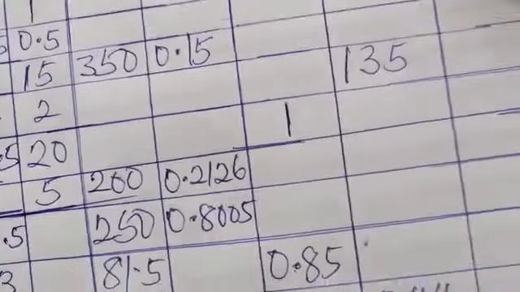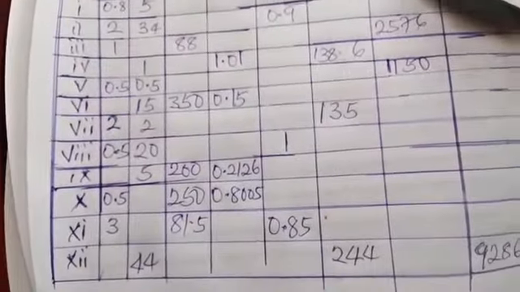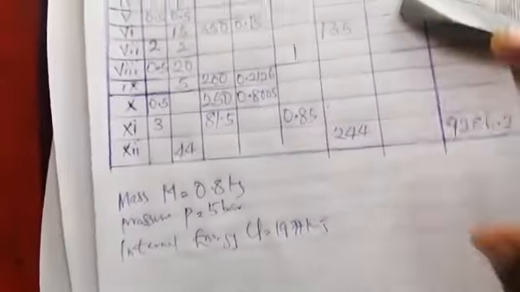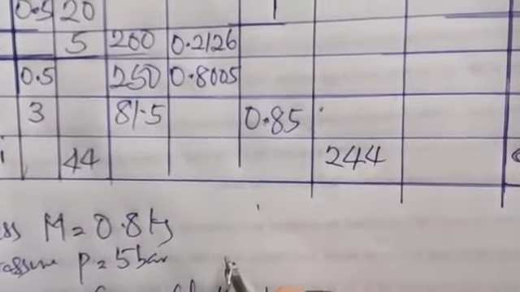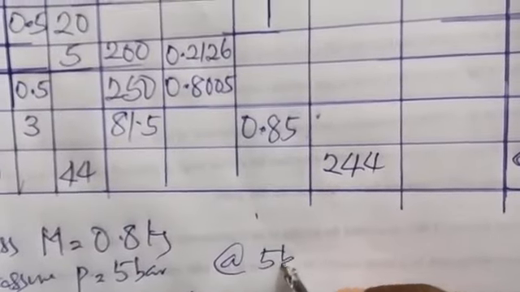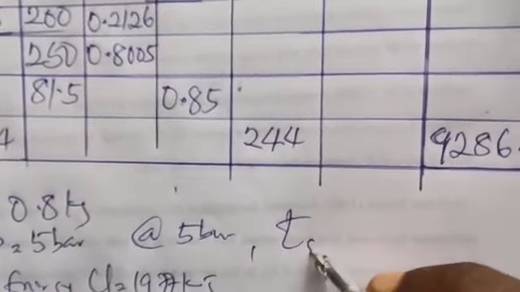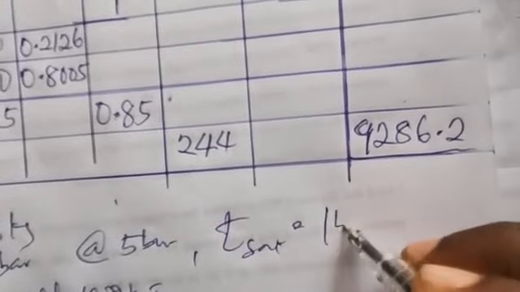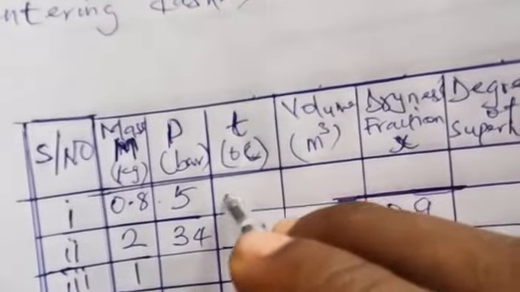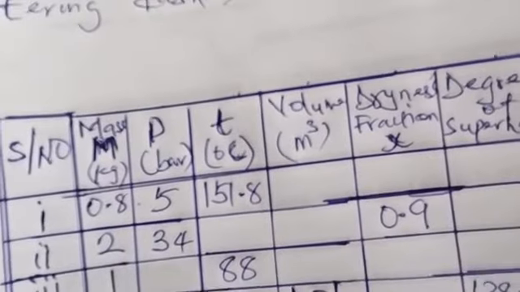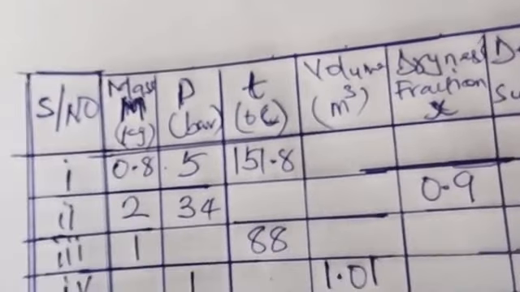Yes, we simply have 151.8. Which means the saturation temperature there is simply 151.8. All right, so T saturation at 5 bar, the saturation temperature is equal to 151.8 degrees Celsius. So it means what we'll have here is actually 151.8. That gives us the temperature at that pressure.